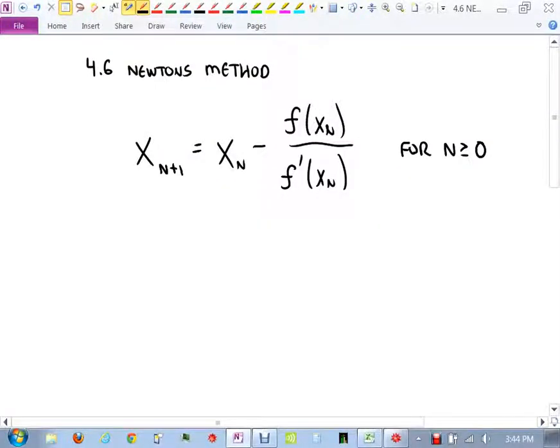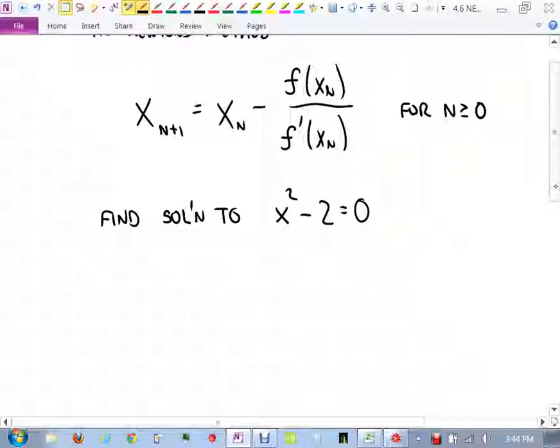So let's just do an example, and hopefully you'll start to see how this works. Let's find the solution to the equation x squared minus 2 equals 0. Now we know the answer to this, right? What's the answer to this?